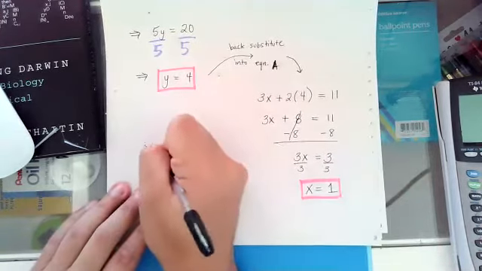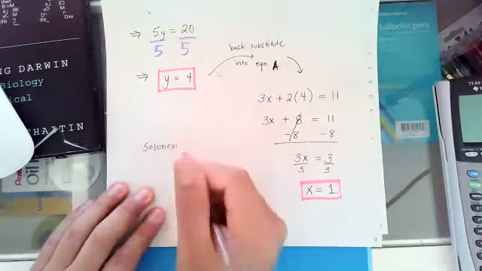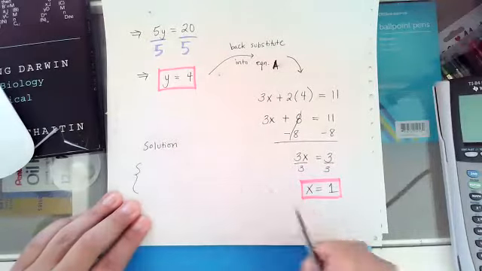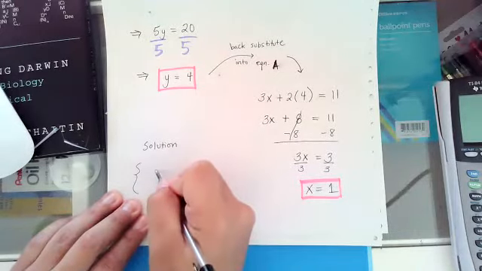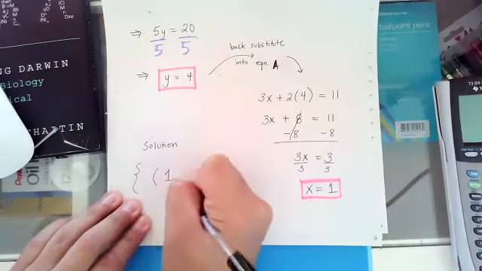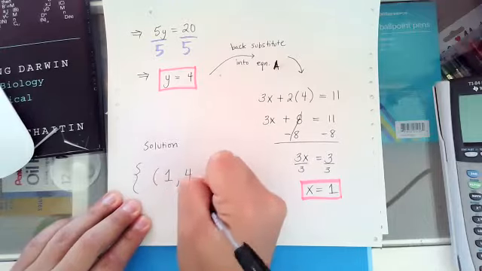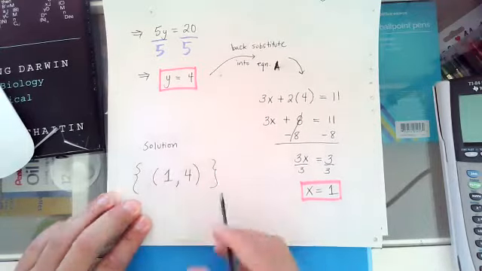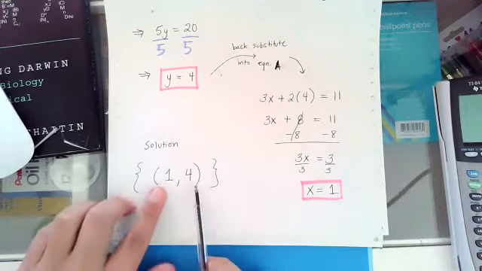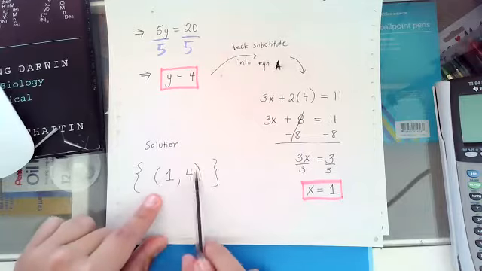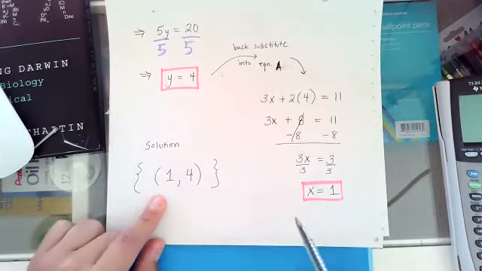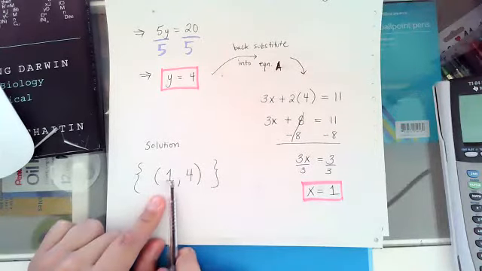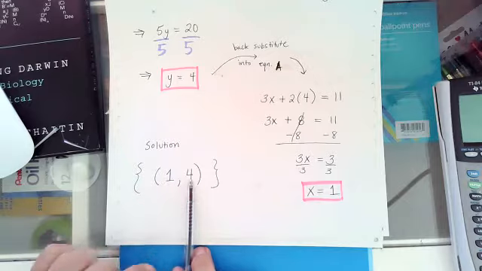So my solution in MyLabs Plus will be written like (1, 4). They'll give you the curly braces, but you do need to put your solution as an ordered pair enclosed in parentheses, where the x comes first and then the y comes next.